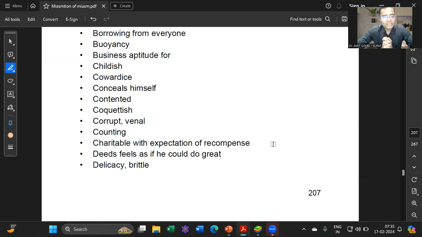The coquettishness, to attract the attention of others by doing such actions, or sexually attracting others by their moves. So this is coquettish, corrupt, venal, counting money, charitable with the expectation of recompense. That means I need to give charity, but in return I need the name and fame on the plate. Deeds, feels as if he could do great. So he feels I am great because of delusion of grandeur, which started from the psychosis.